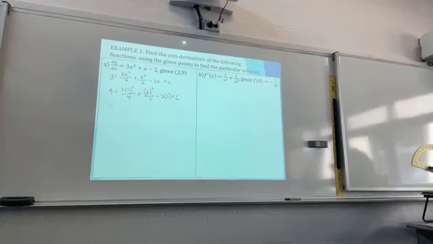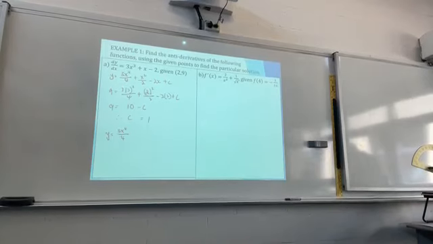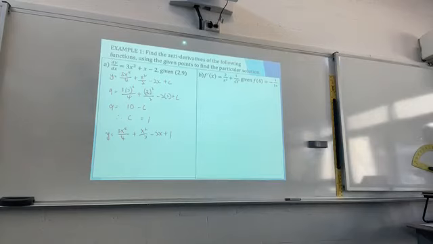So 9 equals 10 plus c, therefore c equals 1. Pretty straightforward. Now write out the equation. y is therefore 3x to the power of 4 divided by 4 plus x squared over 2 minus 2x plus 1. I'll give you 2 to 3 minutes to work on part B.